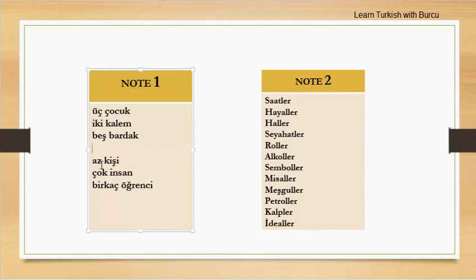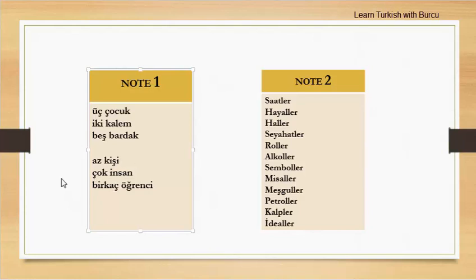Devam edelim. Az means little, few, okay? Az kişi, few people. Kişi means person. When we say az kişi, we mean few people, but we don't use kişi in a plural form. We say kişi. We don't say kişiler. Az kişi, it's like few people. Not one, okay? More than one. So it's plural, but we don't use it in plural form. Az kişi.